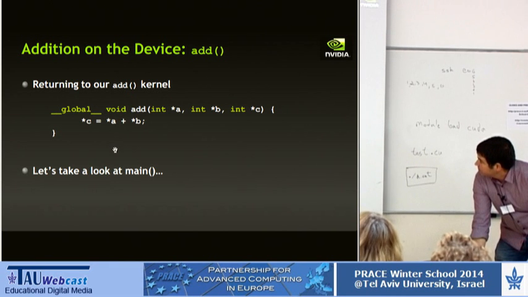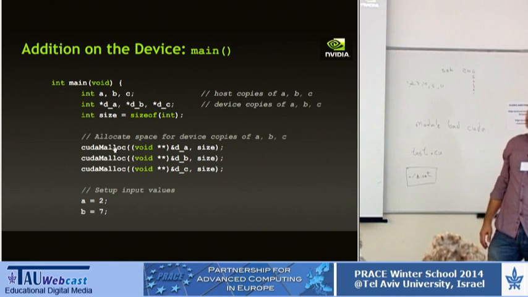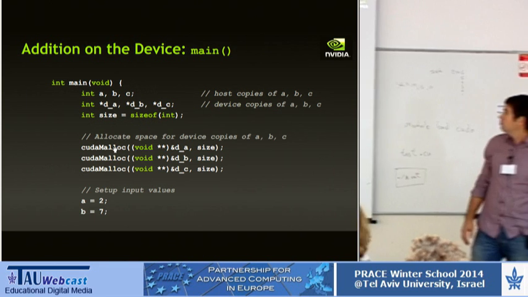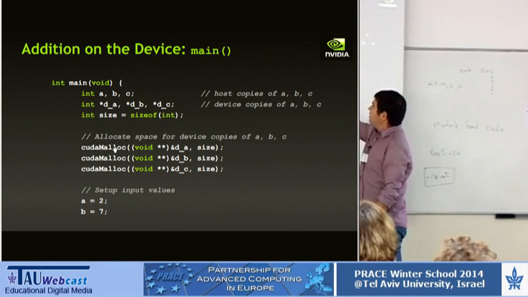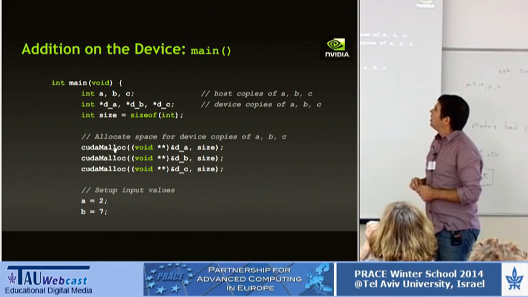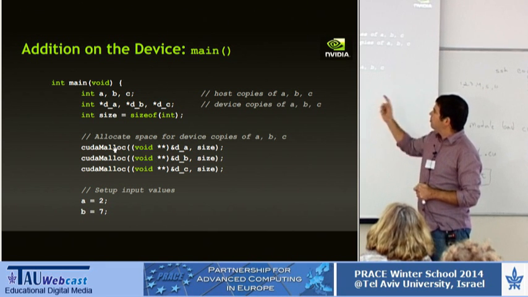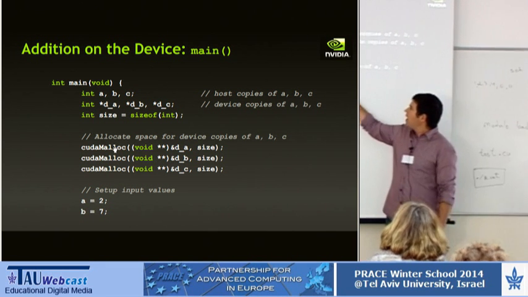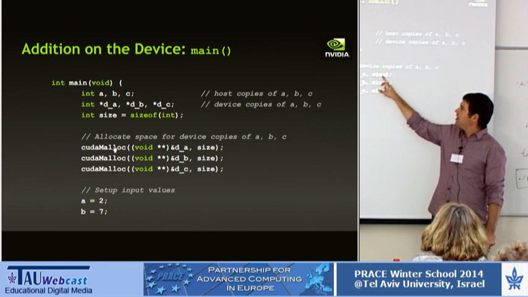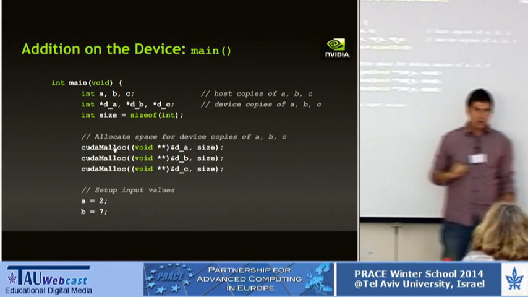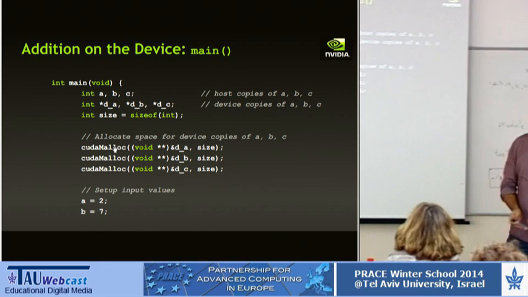So this is our kernel, and this is now going to be our main. We have 3 integers defined, we have 3 pointers defined. We are allocating data on the device, cudaMalloc. Okay, this allocates data on the device.